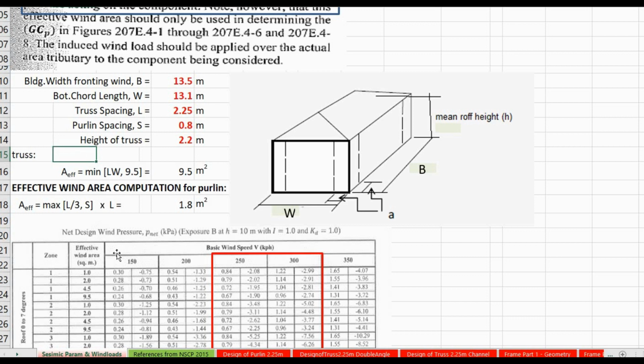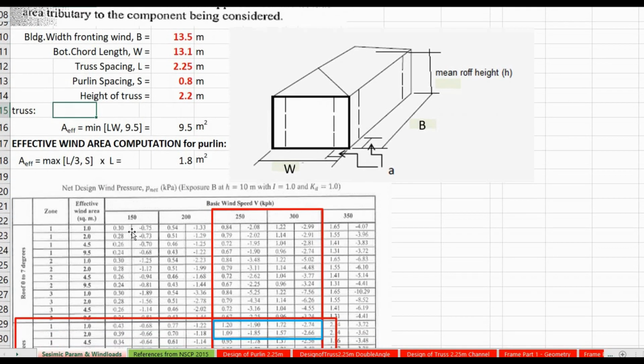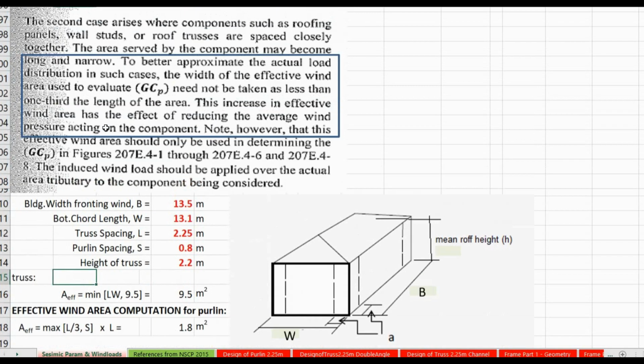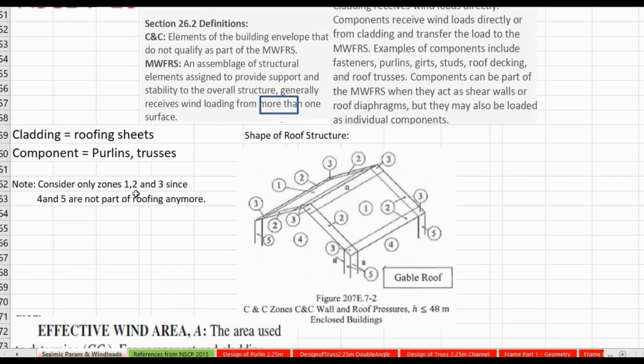Okay. Next, we now determine the net design wind pressure P-net. So, ang ating basic wind speed V ay 290. Notice that 290 is between 250 and 300. So, again, mag-interpolate na naman tayo. So, remember that we are using zones, considering zones 1, 2, and 3 only. So, remember, ito yung zone 1, zone 2 sa sides, and zone 3 sa corners.